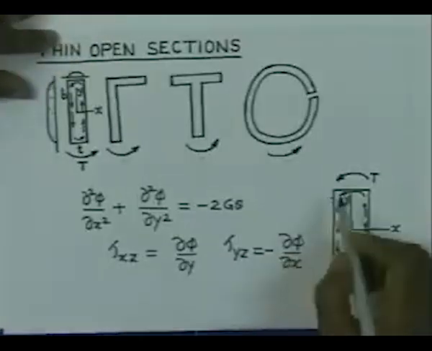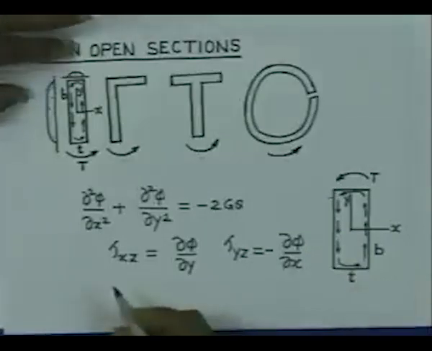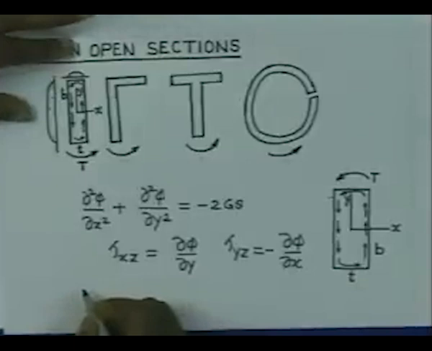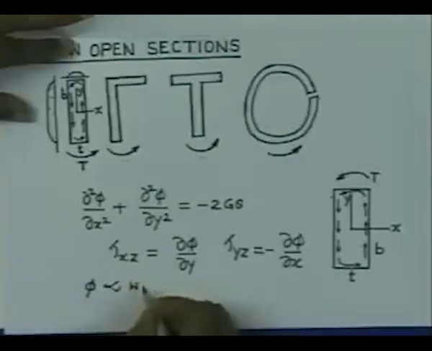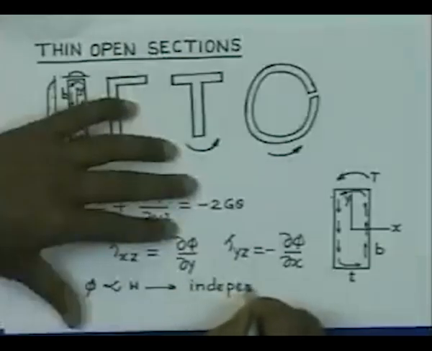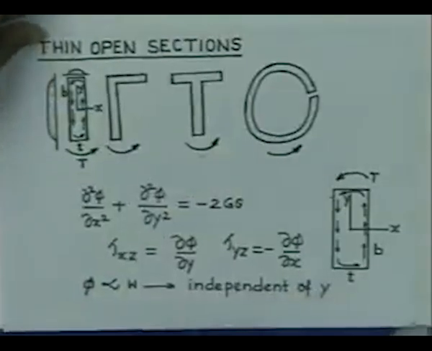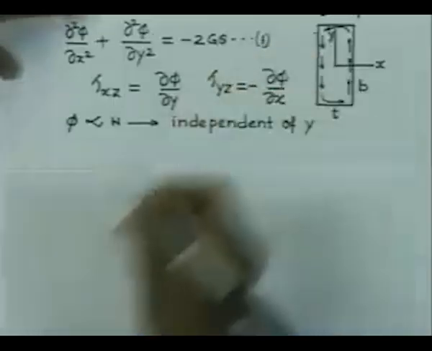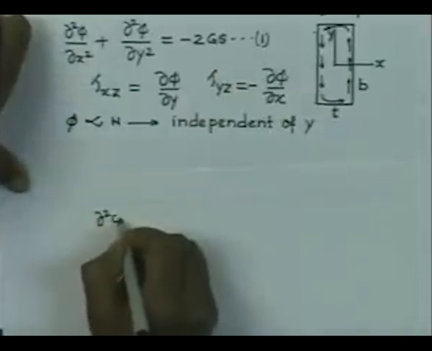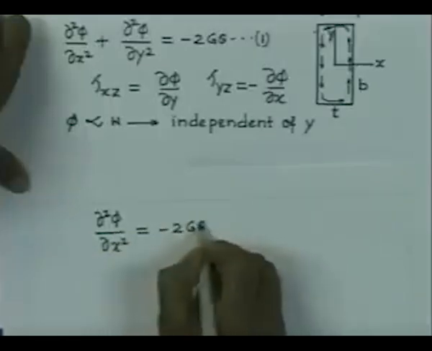If we just neglect the portion of the membrane around the top and bottom edges, what we find is that this membrane shape is independent of y. So, phi, which is proportional to the membrane deflection, is independent of y. So, from this equation number 1, we get delta 2 phi delta x square is equal to minus 2 g theta, that is, phi is just a function of x.